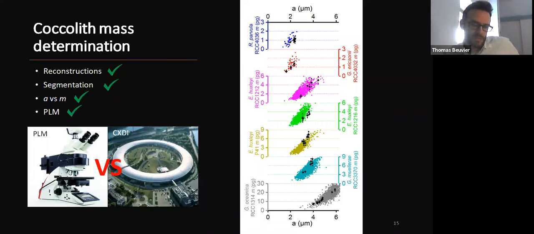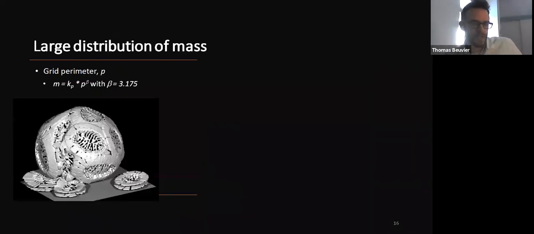The second thing that we study comes from the fact that within a single coccosphere, you see that there is a big distribution of mass and size. So we try to understand the origin of this large distribution. The first thing we can mention is that the coccoliths are made of a central area called a grid, and we measure the perimeter of this grid.